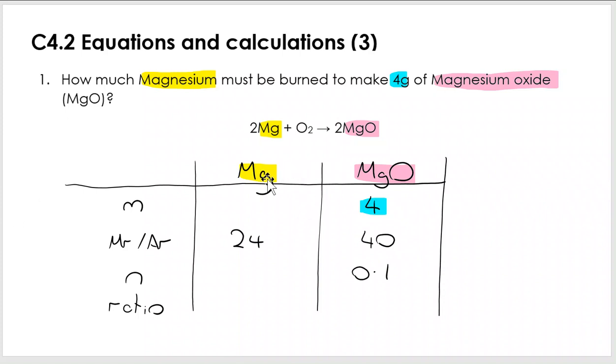I now look at the mole ratio. 2 moles of magnesium make 2 moles of magnesium oxide. So my ratio is 2 to 2. If my ratio is 2 to 2, my ratio is 0.1 to 0.1. I've now got 0.1 moles and a mass number of 24. I can multiply those together and I've got 2.4 grams of magnesium.